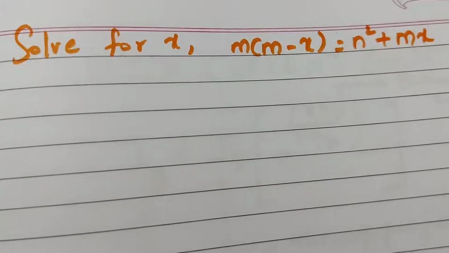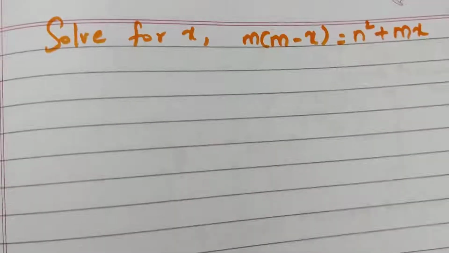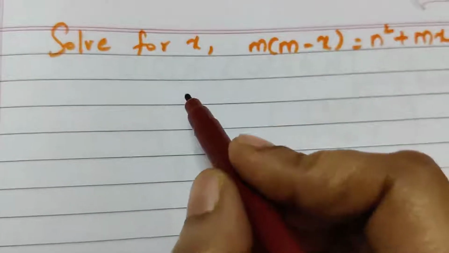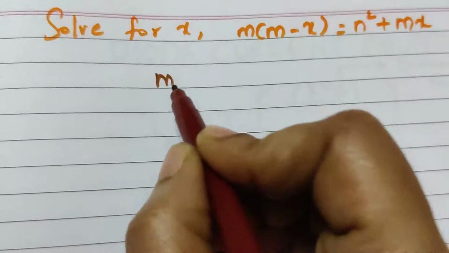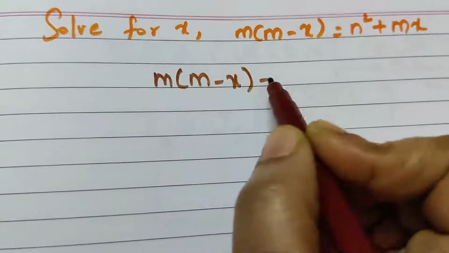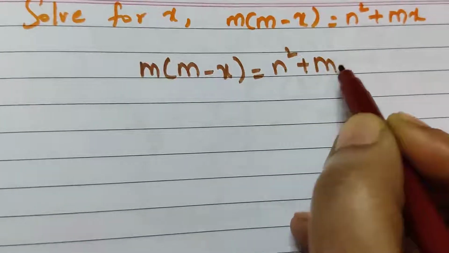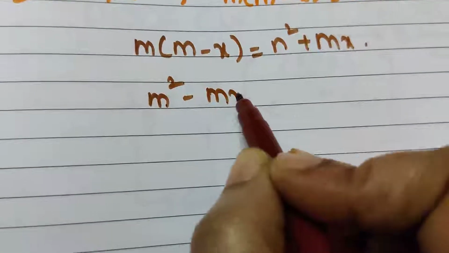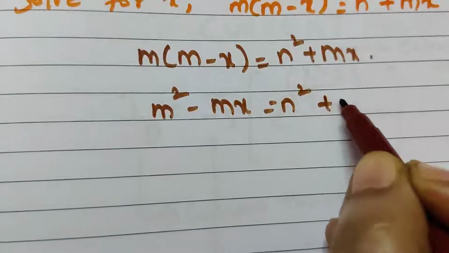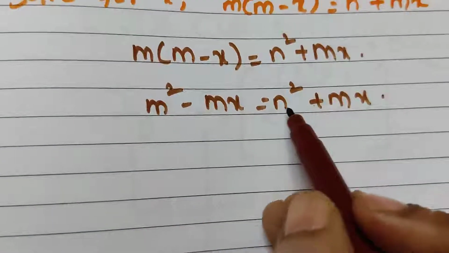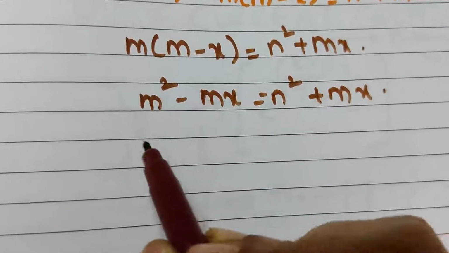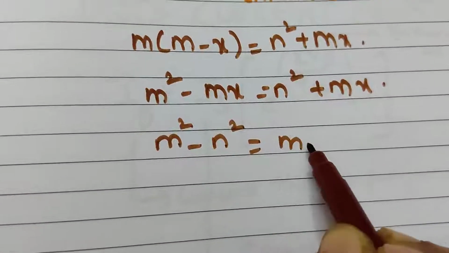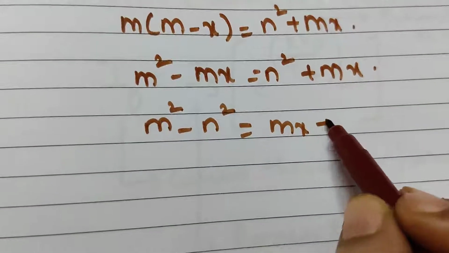So for solving these kind of problems, just don't get panicked by seeing the question, by seeing these variables. It is simple, like we do with numbers. Rewriting, this is equal to n square plus mx. Find x, right? So m into m is m square minus mx is equal to n square plus mx. Taking the square terms this side, m square minus n square is equal to mx as it is, I'm taking this that side, plus mx.